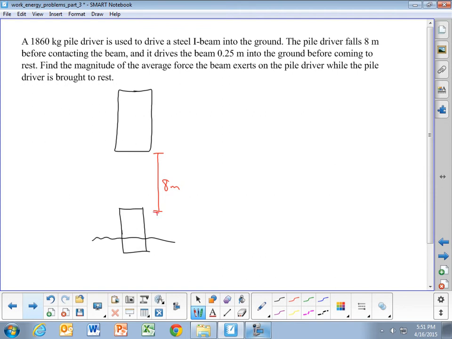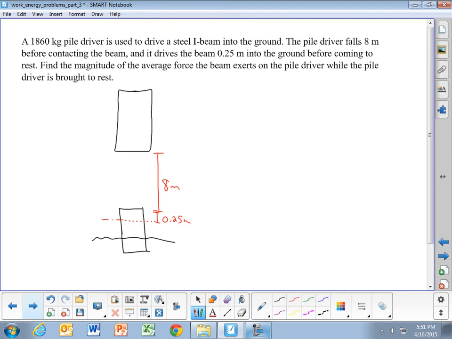So the top of the beam is going to move down an additional 0.25 meters. So that'll be the new height of the beam. And we're going to find the magnitude of the average force that the beam exerts on the pile driver while the pile driver is being brought to rest.